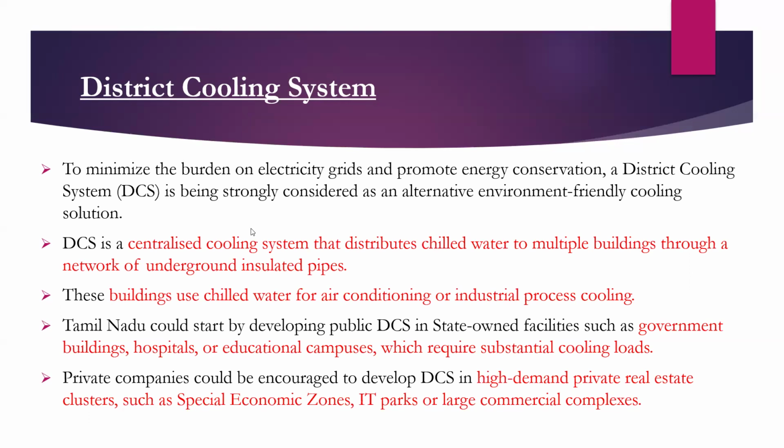Okay, so the aim is to minimize the burden on electricity grids, and it is a centralized cooling system where what you're doing is basically distributing chilled water. So how are you getting chilled water? Basically, you are trying to generate chilled water through renewable energy and energy efficient technologies, and then supply it to multiple buildings through underground insulated pipes. So what is the intent here? You will basically be using this chilled water for air conditioning or industrial process cooling.